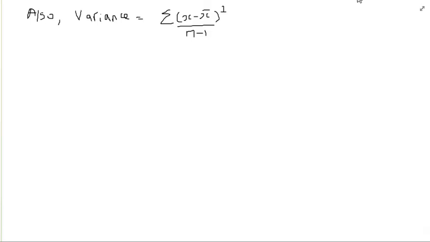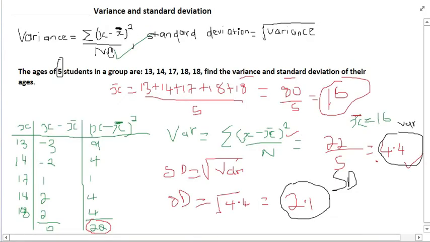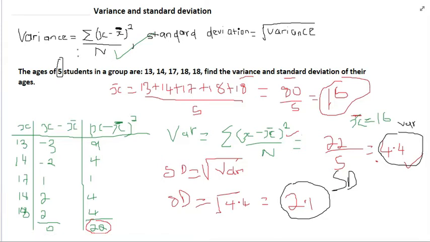Don't be surprised that you may have this also as a formula for variance. If you compare this with the first one, look at the first formula. This is capital letter N. This is because we have 5 students. Okay, this is not a sample. These ages 13, 14, 17, 18 and 18 are not selected, it's not a sample. They are just 5 in a class, in that group. We need to find the variance, so we just have to divide by N.